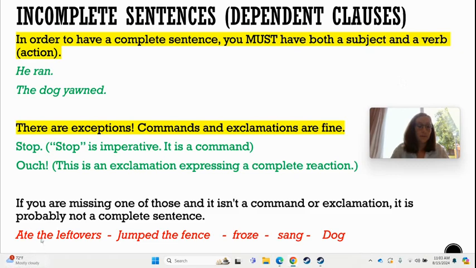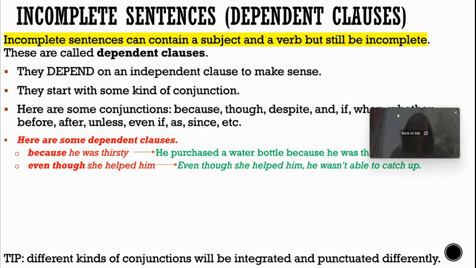For example, ate the leftovers. What's missing from there? The subject. There is no subject. If you say the dog ate the leftovers, cool, you have a complete sentence. Same for jumped the fence, you're missing your subject. Froze and sang, you're missing your subject. Dog, you're missing the verb. It sounds even more weird than when you're missing a subject. Okay, so that's the basics.